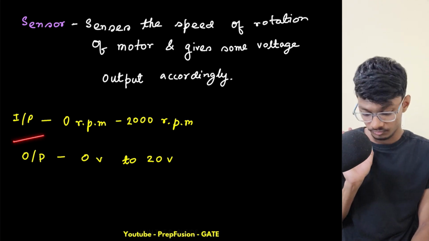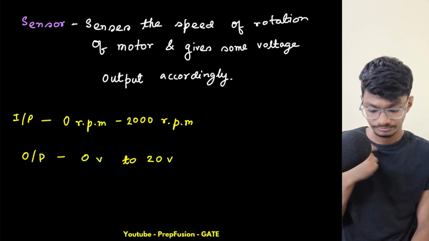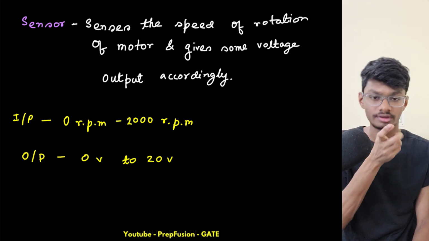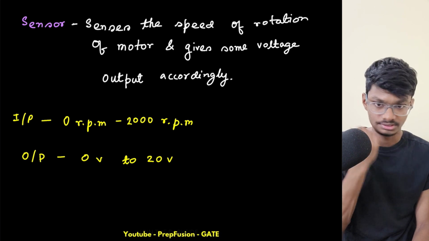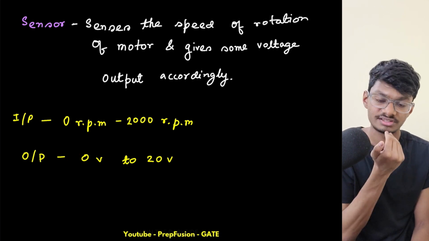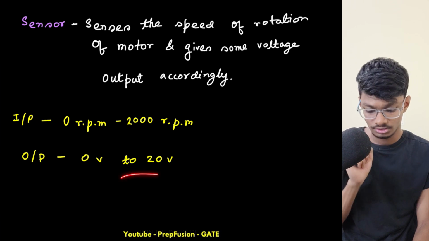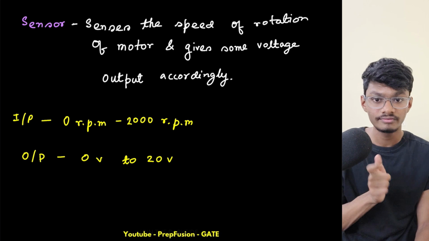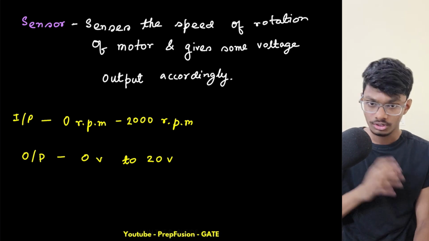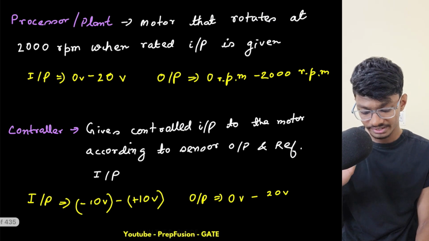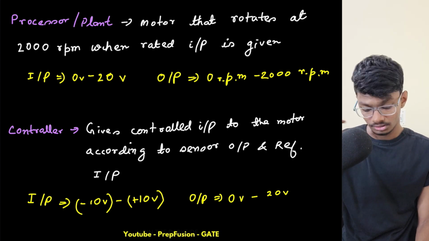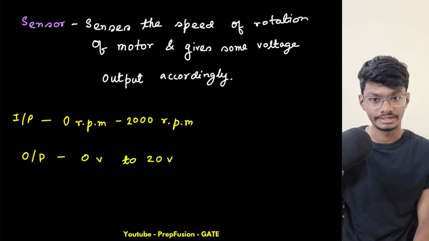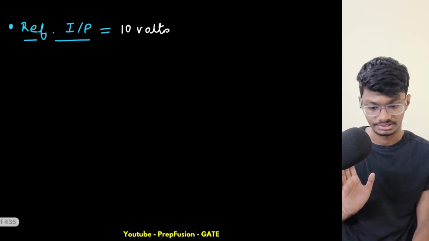Now what are the inputs for the tachometer? What is the working range? The input for the tachometer is 0 rpm to 2000 rpm. If my motor doesn't rotate at all, at 0 rpm, the tachometer will give 0 volts as output. If my motor is rotating at 2000 rpm, then the tachometer will give a 20 volt signal. So these are the working ranges of the processor, controller and the sensor, all three, with their rated and linear outputs.